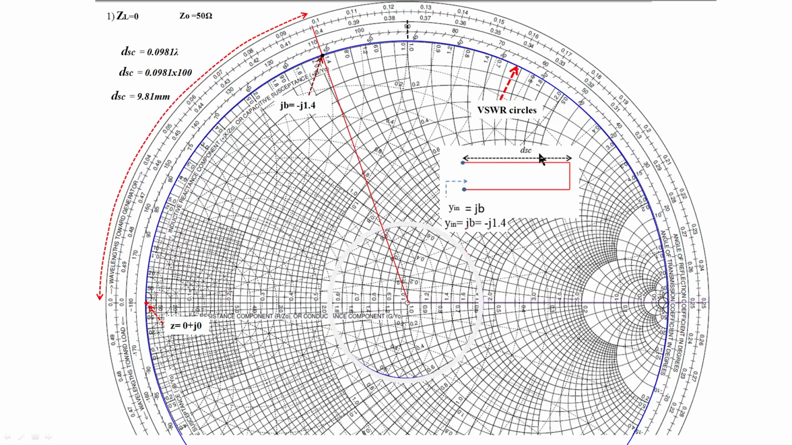So if you take this short circuit stub length equal to this value, the input impedance susceptance, the admittance value, is minus 1.4. Like that, you can get any value of susceptance. If you want any other value, like minus 0.5, you can get it.